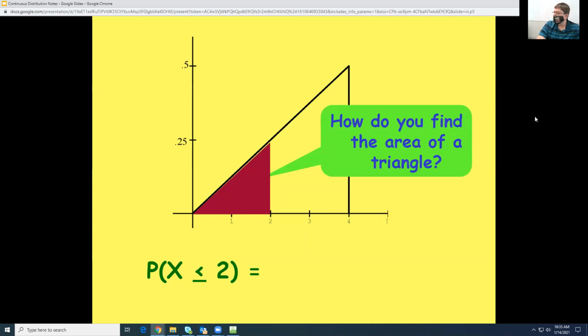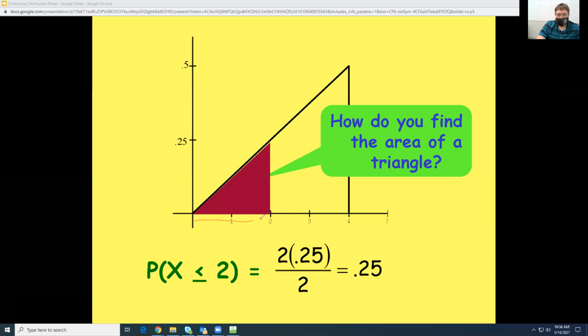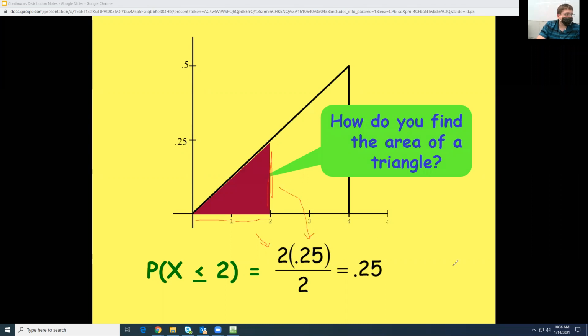We just talked about this. It's 1/2 the base times the height. If I look here, I'll draw it. It's easier for me not to be doing this on paper this time. I have one length of the base here that's 2, so that's where this number comes from. Then I have a height of 0.25, so that's where that comes from. 1/2 of these is the same as dividing by 2, so the probability is equal to the area under the curve. The probability that x is less than or equal to 2 is 0.25.